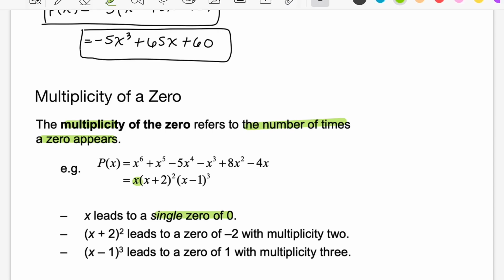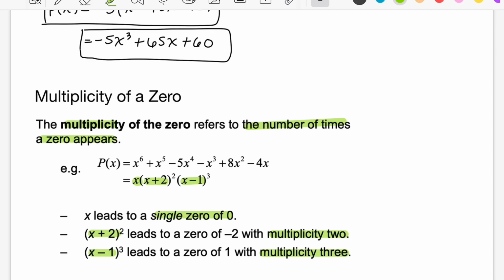Then looking at x plus 2 here, we see that we have this term twice. We have x plus 2 squared. So this 0 will be of multiplicity 2. And similarly, for this x minus 1 factor here, we have that factor 3 times. So this guy is going to lead to a 0 with multiplicity 3. A 0 of 1 with multiplicity 3.